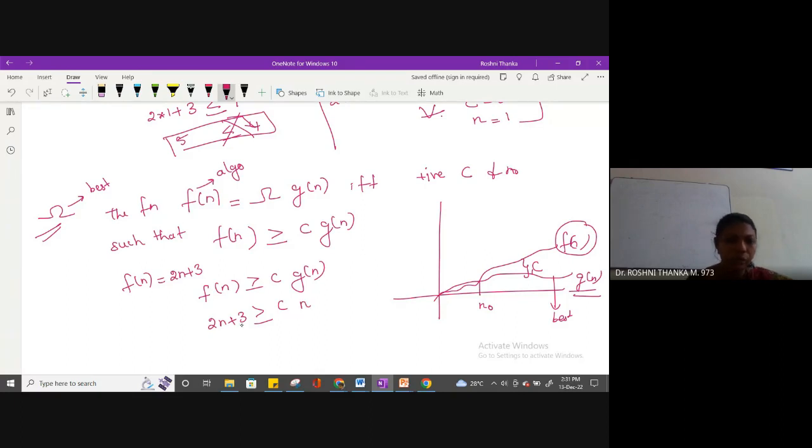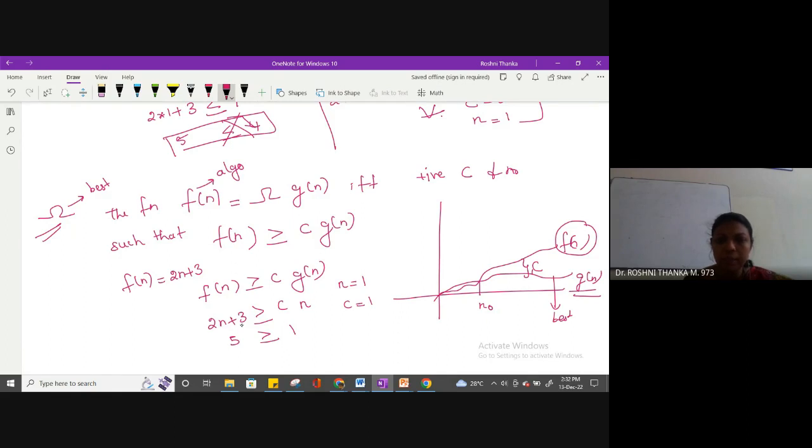So we have to find for which value it will always be true. How can we do that? We have to substitute some value for n, and some value for c. For example, if I say the n value is 1, and let us consider the c value is also 1. If I put it here, I'll get 5, right? 2 into 1 plus 3 is 5. It is greater than 1. So I can say when the n value is 1 and the c value is also 1, this condition is true.